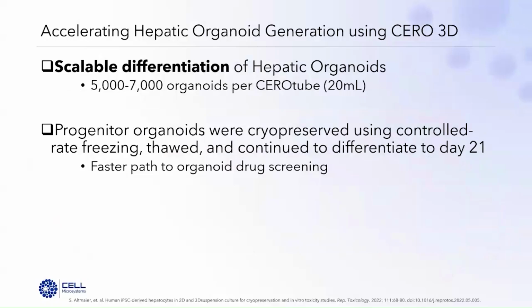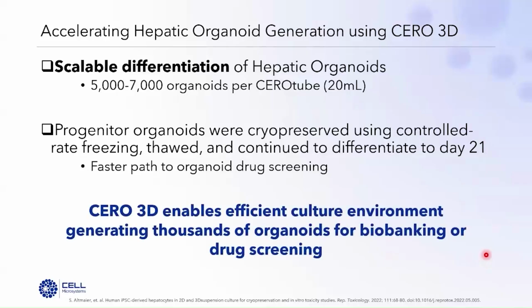So altogether, this group developed a very efficient protocol for scalable differentiation of hepatic organoids. They were able to achieve 5,000 to 7,000 organoids per tube, and the tube was not even at capacity with just 20 mils of culture media. They determined that the progenitor organoids could be cryopreserved and then resumed into culture and continued to differentiate out to day 21. And this offered that faster path for organoid drug screening, eliminating the need for waiting on donor testing. And ultimately, they found that with the sero protocols, they could create this biobank of organoids for drug screening.